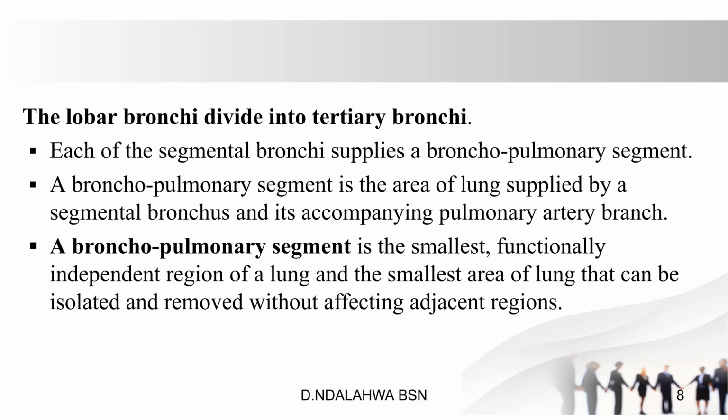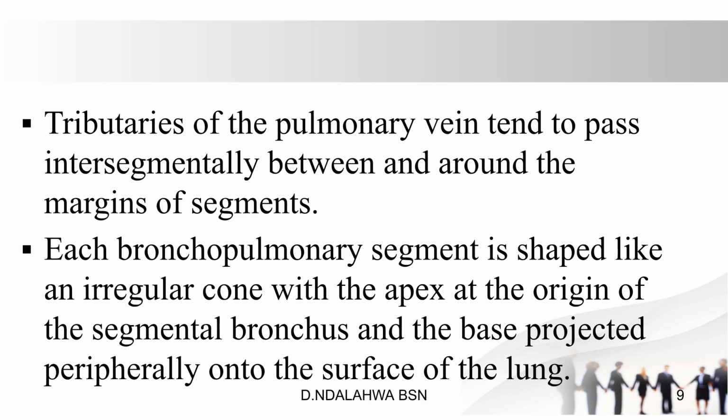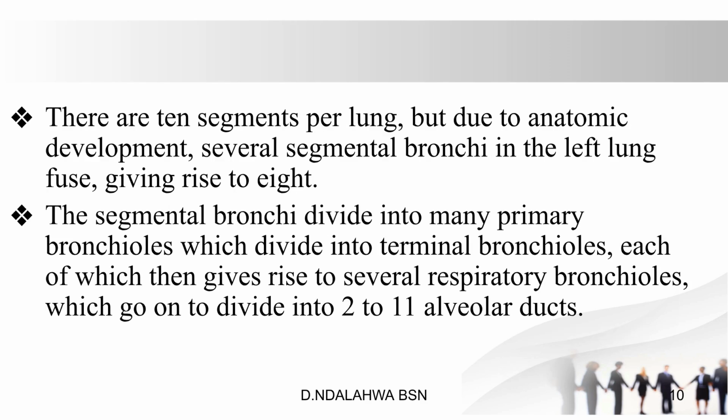A bronchopulmonary segment is the smallest functionally independent region of a lung that can be isolated and removed without affecting adjacent areas. Tributaries of the pulmonary vein pass between segments. Each bronchopulmonary segment is shaped like an irregular cone, with the apex at the segmental bronchus origin and the base projecting onto the lung surface. There are usually 10 segments per lung, though several fuse in the left lung, resulting in 8.